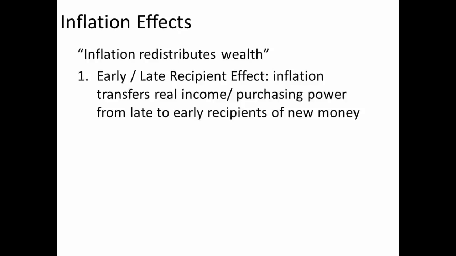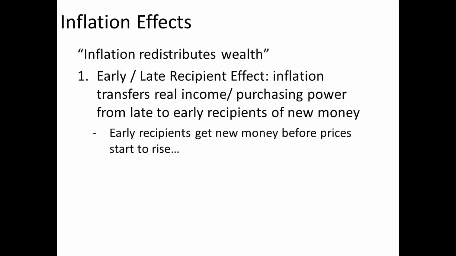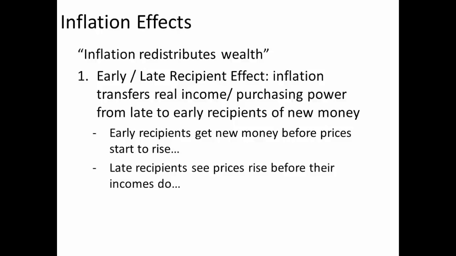And there's two aspects to this. The first one is what I identify as the early late recipient effect. Put quite simply, inflation transfers real income or purchasing power from the late recipients of new money to the early recipients. Why? Well, quite simply, early recipients get to spend money before the prices go up. Remember, you have to spend that new money to make the prices go up. Early recipients get to spend it first, prices then go up. People who receive the money last see the prices go up before they get their hands on the new money.